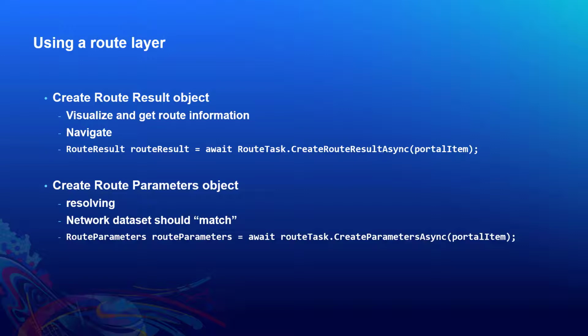The analysis settings, though, can be extracted into a parameters object using the create parameters async method. In this case, it requires a route task object and hence a network data set. When the route parameters object is created, it will validate the costs and restrictions against the route task's network dataset. If all the costs and restrictions can be matched up, the route parameters object will have a matching travel mode. If not, it will fall back to use the default travel mode of the network dataset. So it's important when using route layers that the app consuming them is using a network dataset that is the same or similar to the one that was used to create the route layer.